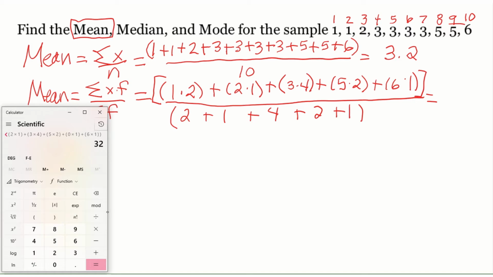So I'm going to put my second parentheses, divide by, then a parentheses, and I'm going to put all of these numbers on the bottom. So 2 plus 1 plus 4 plus 2 plus 1. And that should be everything. 2, 1, 4, 2, and 1. Everything looks good, so I'm going to close that parentheses, hit my equal sign, and once again I get another 3.2.